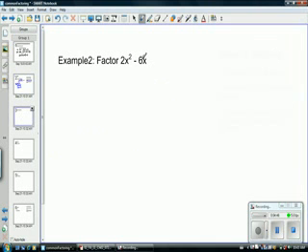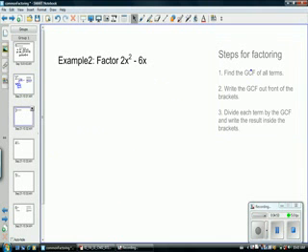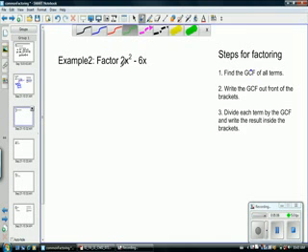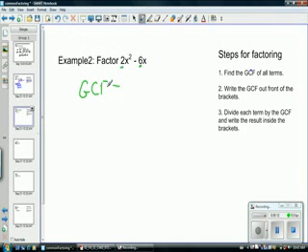Okay, so let's factor this. For our steps, we first find the greatest common factor. We've got 2 and 6 as numbers, but we also have x's in each term, so there are common factors of x in each of the 2 terms. Looking at this, we've got 2 and 6, and x and x. The greatest common factor between the numbers is 2, and the greatest common factor between the x's is just 1 copy of x. So the greatest common factor is going to be 2x.